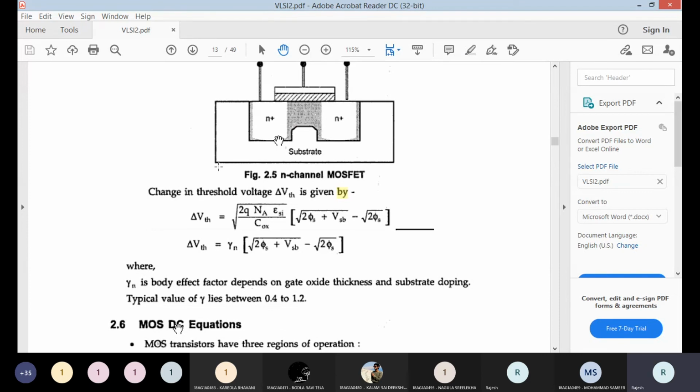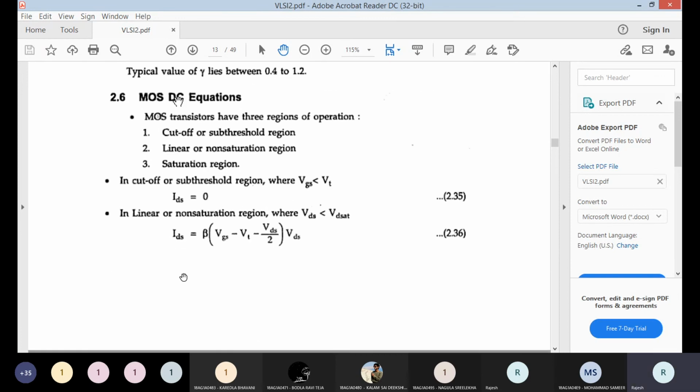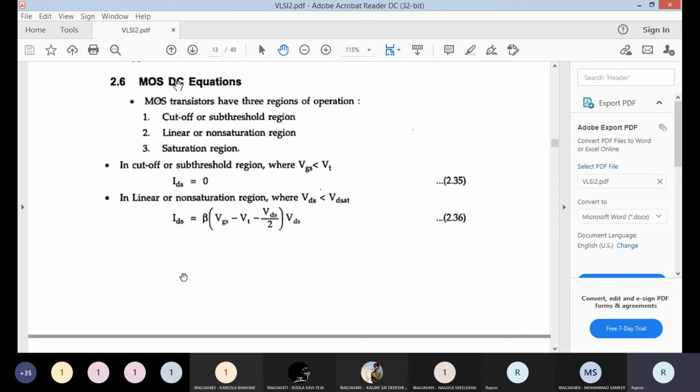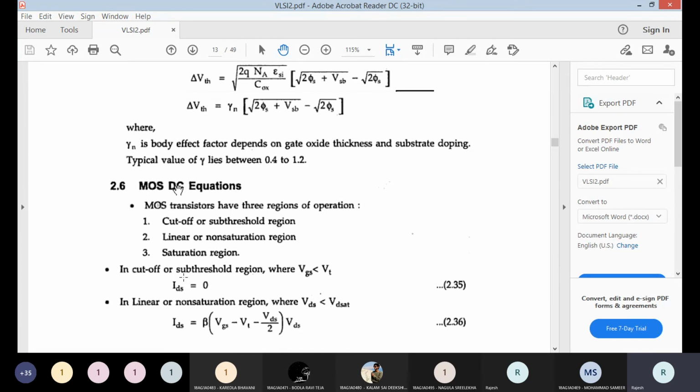So this is the threshold voltage due to body effect, change in threshold voltage, delta VTS. The final equation which we have seen, if VSB is 0, gamma into the parenthesis becomes 0. So that is related to threshold voltage. Threshold voltage is increasing by delta VTH, gamma into square root of 2 phi s plus VSB minus square root of 2 phi s.